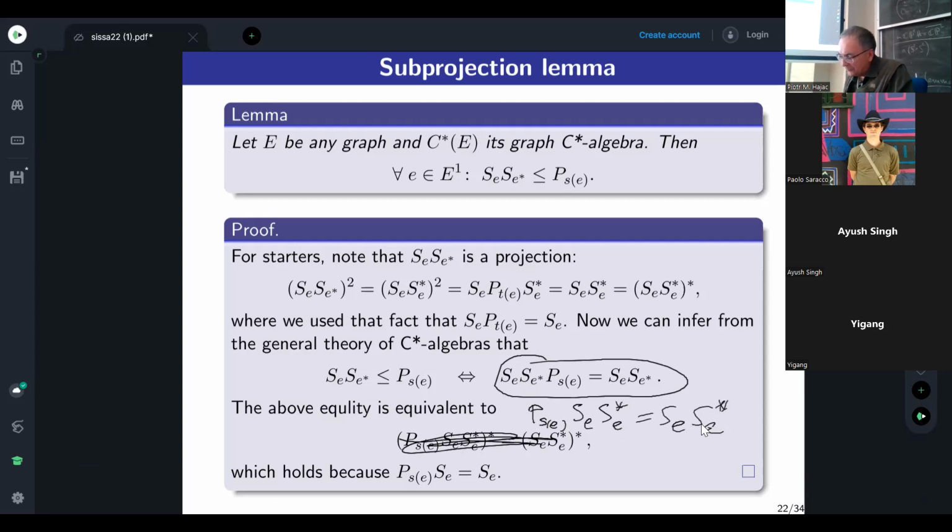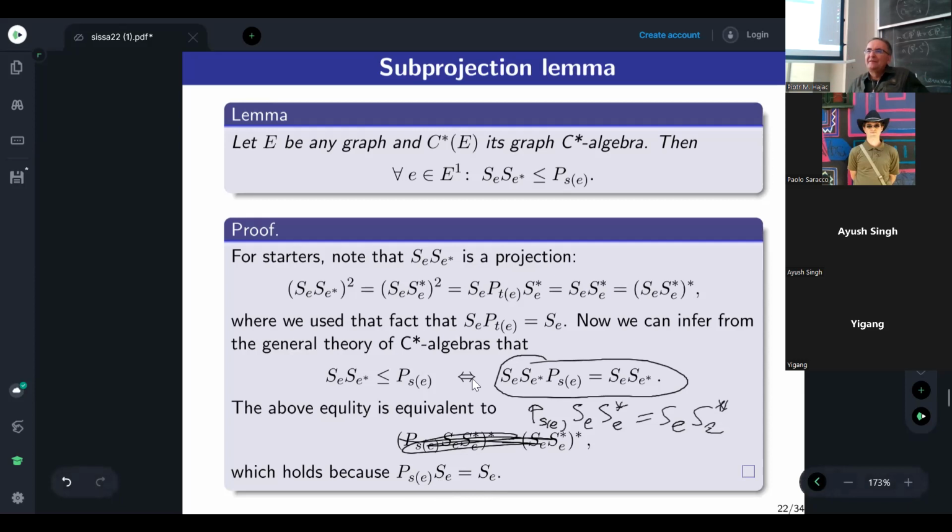But of course this holds because I know that in my C*-algebra this path relation holds, right? P_{s(e)} S_e is equal to S_e. Okay, so this holds. And I'm done. But it was so easy because I already have these equivalences.